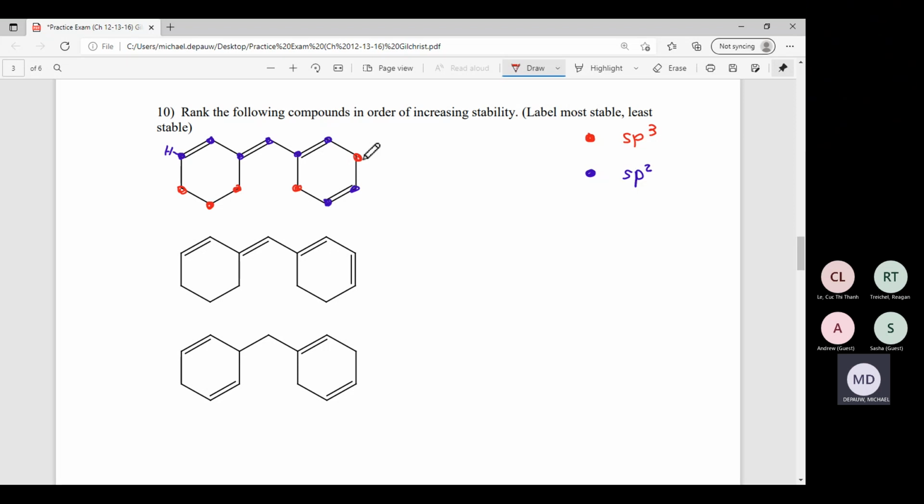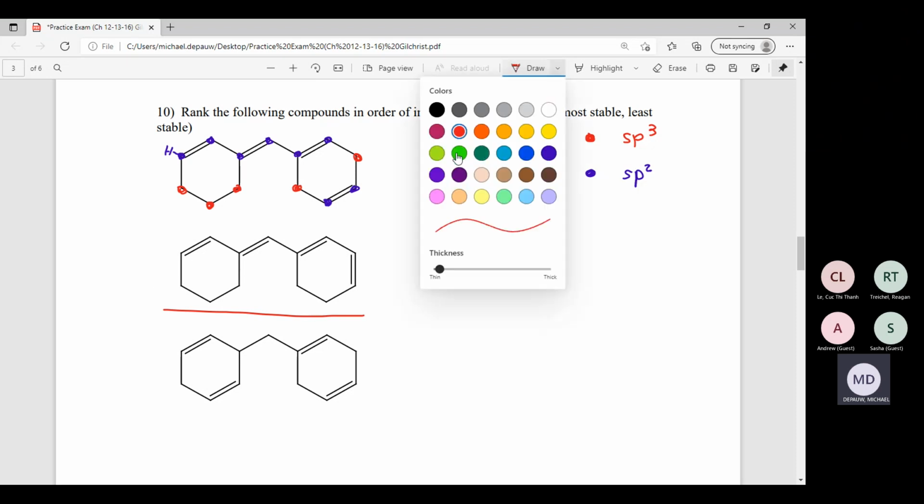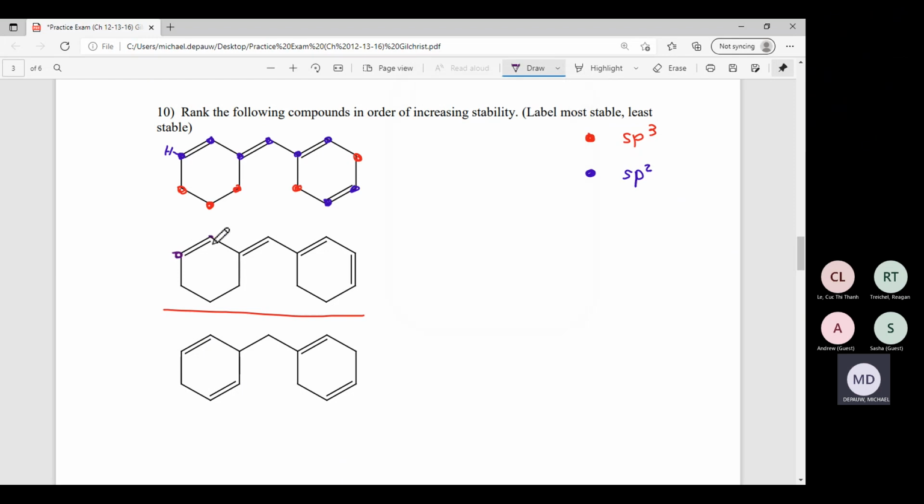So I have 6 sp2 hybridized atoms in a row. What about the next one? For this one, how many sp2 hybridized atoms? You say 8? Yeah. There's 8 sp2 hybridized atoms in a row for the next one. And that means that the more sp2 hybridized atoms you have in a row, the more conjugated it is, and therefore the more stable it is. More conjugated means more stable. So these are all in a row. That's 8.